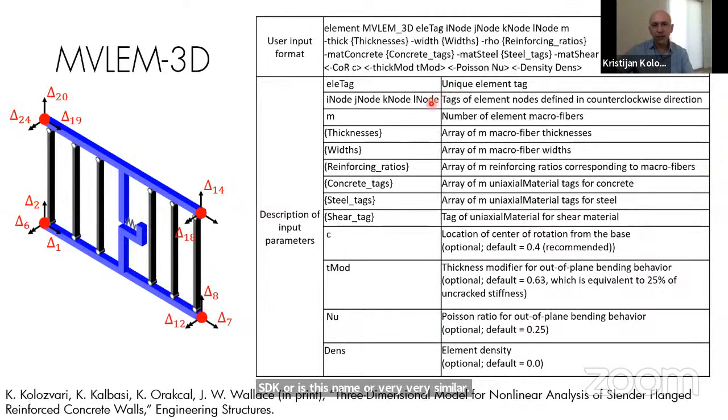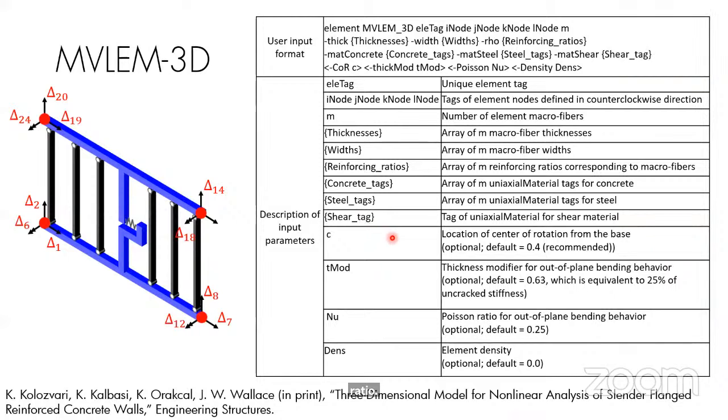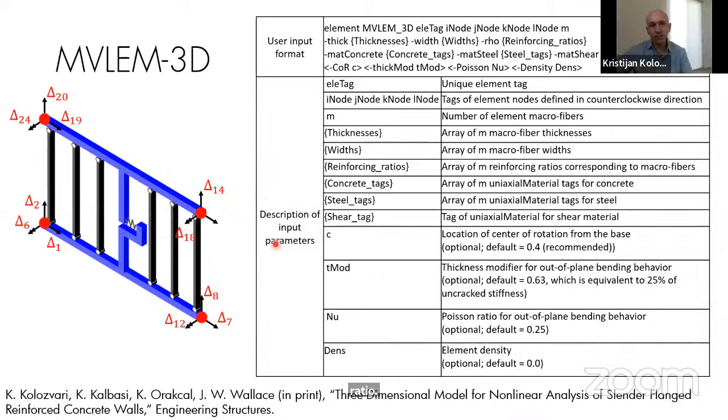Besides a tag and the four nodes that have to be defined in the clockwise direction, you have to define the number of fibers, the arrays of thicknesses, widths, reinforcing ratios, and material tags for those fibers. This parameter C is just the location of the shear spring, which is recommended to be 0.4 by some previous research, and so forth. So you can read what it is. It's pretty standard input. It's essentially the same as for the two-dimensional models with some minor changes because now we have a four-node element.